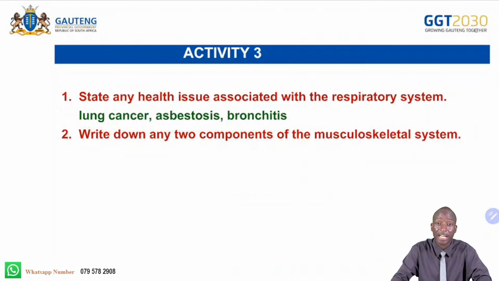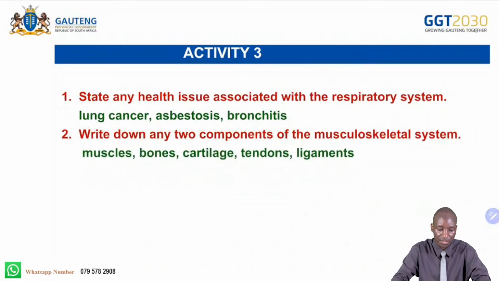Number 2, write down any 2 components of the musculoskeletal system. We've got the muscles, the bones, the cartilage, the tendons, and ligaments. We just choose two from the list given there. Okay, that's our task number 3. Write corrections for those who did not get all those questions correct, and for those who did well, keep it up.